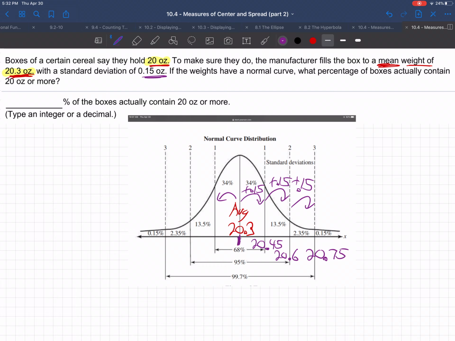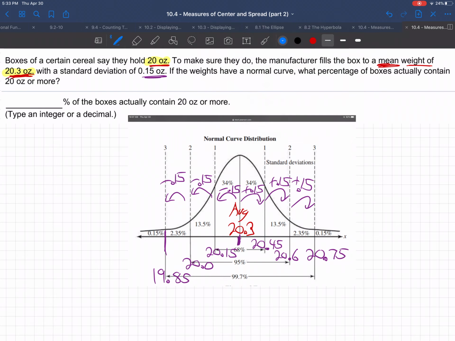The average, what the machine does on average, is in the middle, 20.3. And then the other direction, I'm going to subtract 0.15 because it's doing below average. So what's that going to be? 20.15. And then do it again, minus 0.15. This is going to be 20.0 exactly, and then minus 0.15 one more time. This will be 19.85 for this line. Okay, so that's what the machine's going to do according to those percentages.